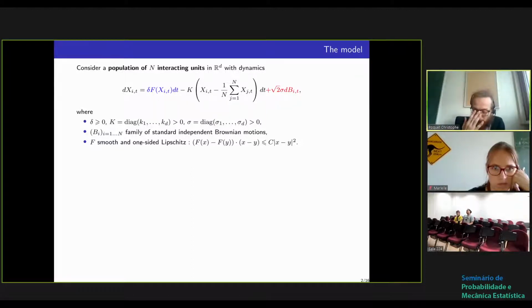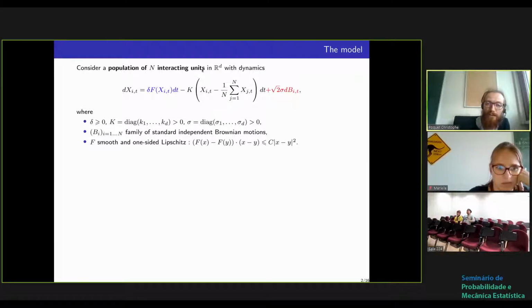We have another assumption, which is one-sided Lipschitz. So it is not Lipschitz, that is, not that the norm of f(x) minus f(y) is smaller than a constant times the norm of x minus y. It is one-sided: you have this kind of hypothesis for the scalar product of f(x) minus f(y) with x minus y. It is the same idea, but you have the Lipschitz hypothesis in one direction only. We take this hypothesis so that we have uniqueness of the solution for this equation. Existence and uniqueness with f smooth and one-sided Lipschitz is very classical, it is not a problem. Okay, so we want to look at this kind of population of units that evolve in time.